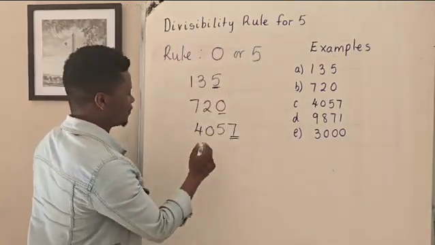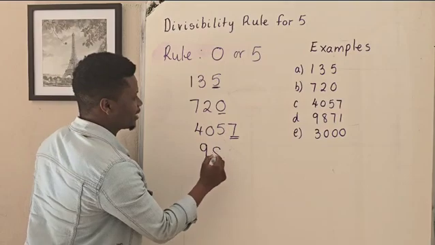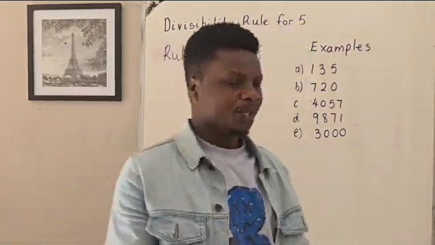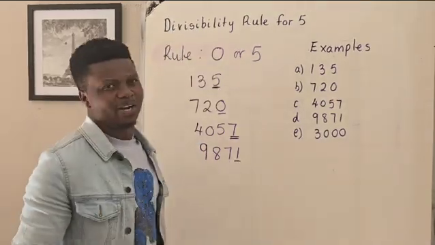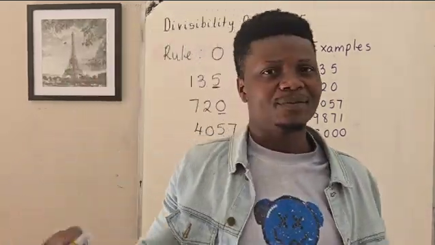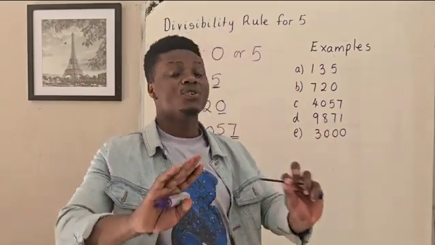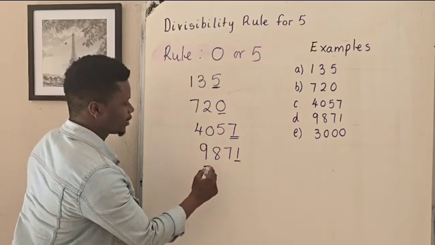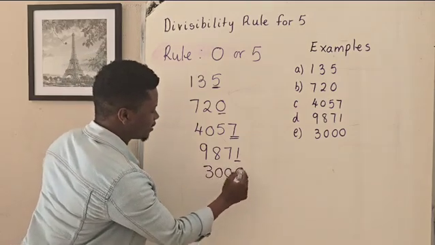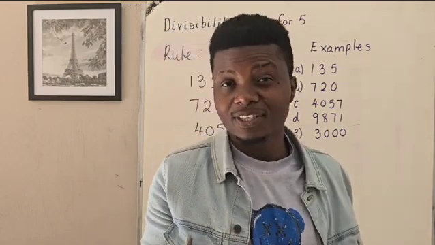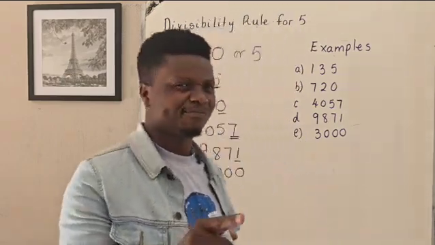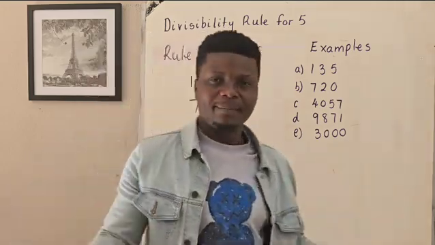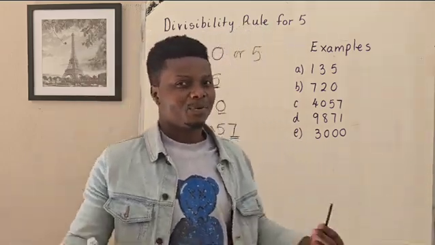How about we have 9,871? By now you know, just like a detective, you just tell the last digit is a 1, so it's not divisible by 5. There's always going to be a remainder, so that's not divisible by 5. Here's another one. 3,000. Is it divisible by 5? Yes, it ends with a 0. And if a number ends with a 0, it is divisible by 5.